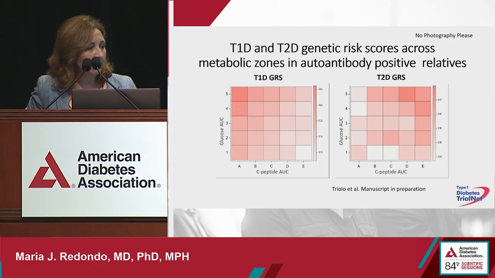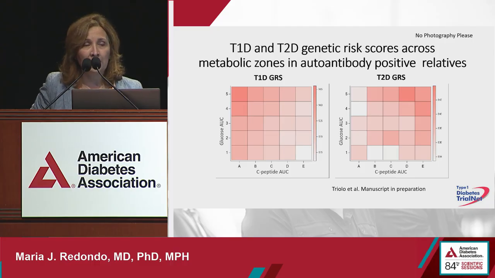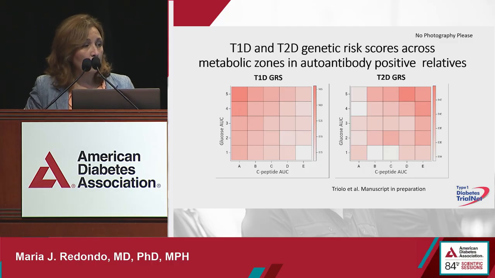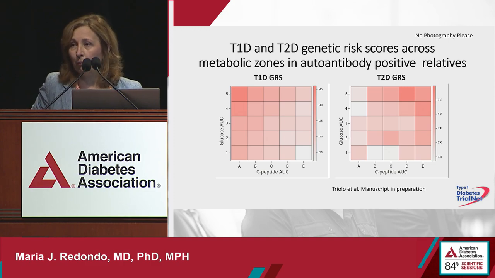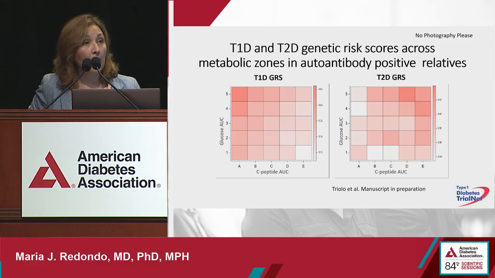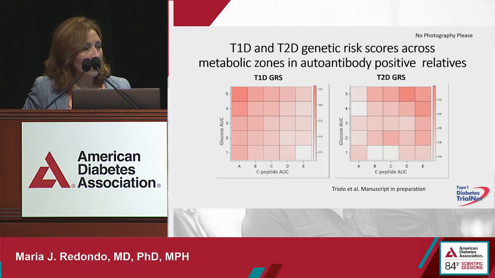So this grid represents what we call the metabolic heterogeneity of individuals at risk for type 1 diabetes. These are autoantibody positive relatives who do not have diabetes yet, and in this grid we represent on the x-axis C-peptide AUC coming from OGTTs, and on the y-axis glucose AUC. This system was devised by Jay Sosenko from the University of Miami, and we show that these 25 cells are really very different in terms of genetics, autoantibodies, and metabolic markers and demographic markers.